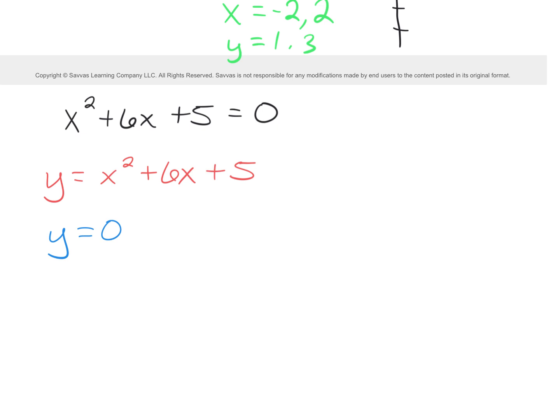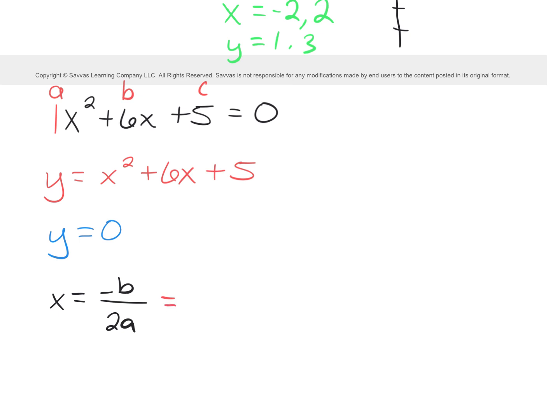We're going to use that vertex form that I just gave you, which means we're going to use x equals -b over 2a. Now let's label some things. What's my a value? Remember, we want the coefficient, the number in front. 1. What's my b? 6. C? 5. Good.